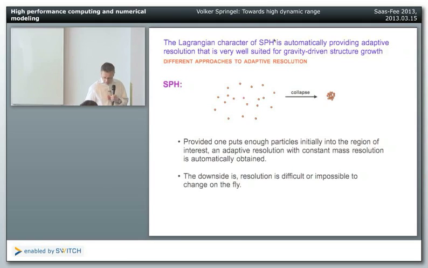But the downside of SPH is that it's actually difficult to change the resolution on the fly during a calculation. So if for whatever reason you dynamically detect that somewhere you would like to have still better resolution, then basically you would like to maybe split up the SPH particles. This is something that has also been tried in the field and is at some level doable, but it's a very dicey procedure. Mostly for two reasons.